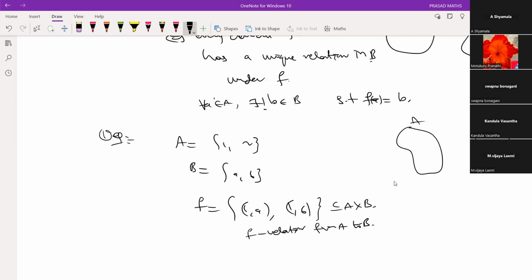No, sir. 1 has two images, and in set A, 2 has no image. One has two images. Therefore, it is not a function. It's a relation, but not a function.